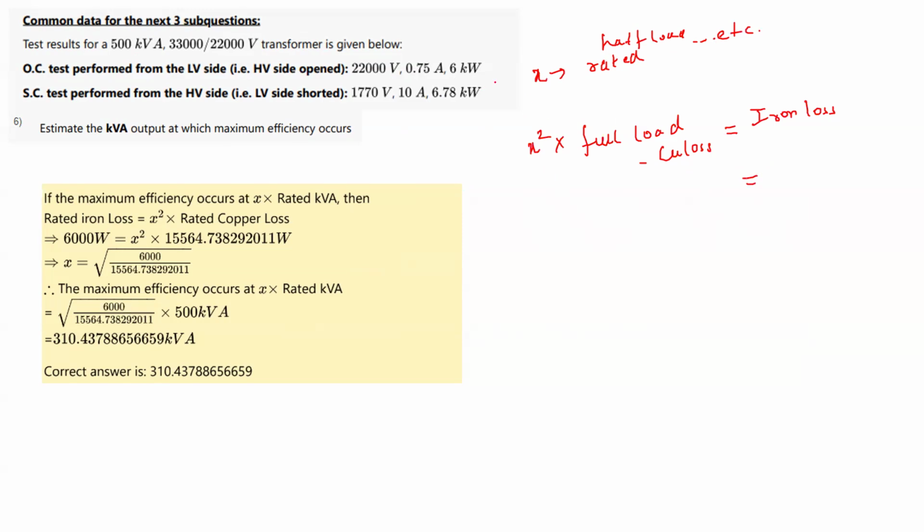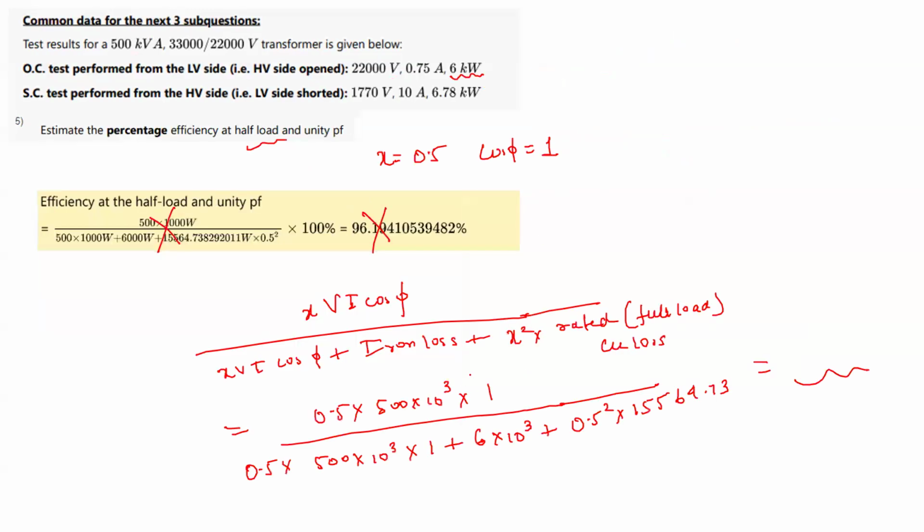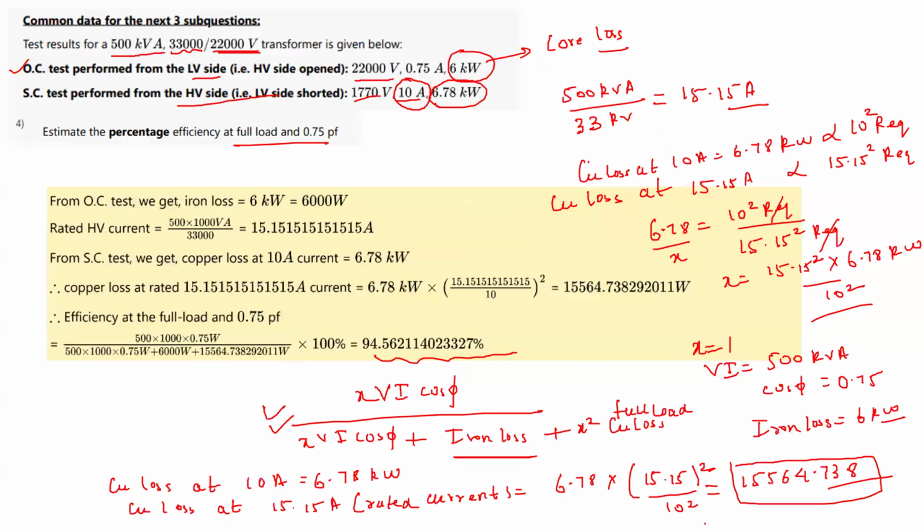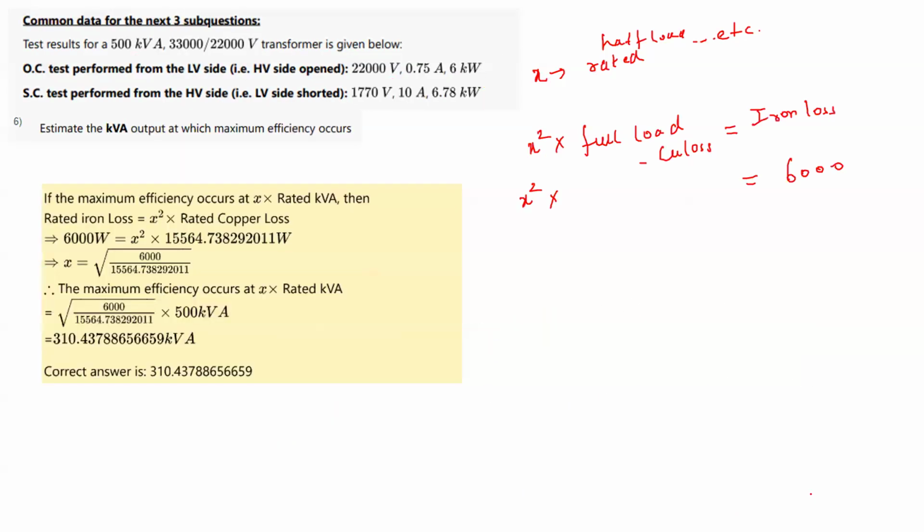So we have the iron loss, which is 6000. So 6000 equals x square into the full load copper loss, because we have to determine the kVA. Okay, so what will be the kVA? First we determine the value of x, and after that we will see how to calculate the kVA. We have calculated the full load copper loss from the previous question. It is 15564.738. So if you do this, you can get the value of x.